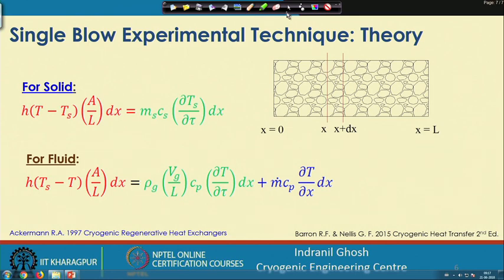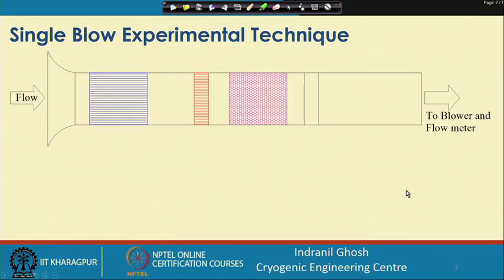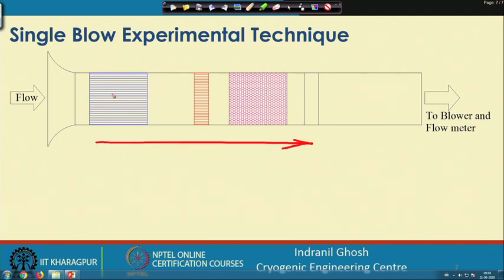Now, coming back to our single blow technique, one important aspect is that the most accurate prediction of the heat transfer coefficient from this experiment is obtained from the outlet temperature prediction. Here is the typical experimental setup where the flow takes place from this end. We have a bell mouth, which is the flow conduit through which the flow takes place. This is the flow straightener. The bell mouth makes a smooth entry of the air. Most of the time we use air as the fluid, and here we have the flow straightener.